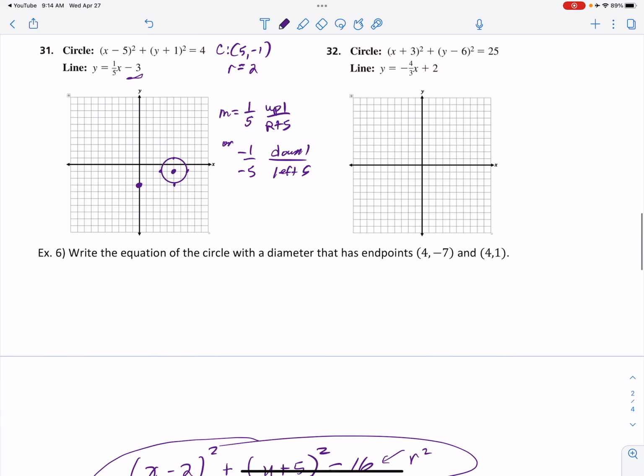And so it's just a matter of which one we want to use, which one gets me going towards the circle. And it is the go up 1, right 5, up 1, right 1, 2, 3, 4, 5, up 1, right 1, 2, 3, 4, 5. So there we've got points.